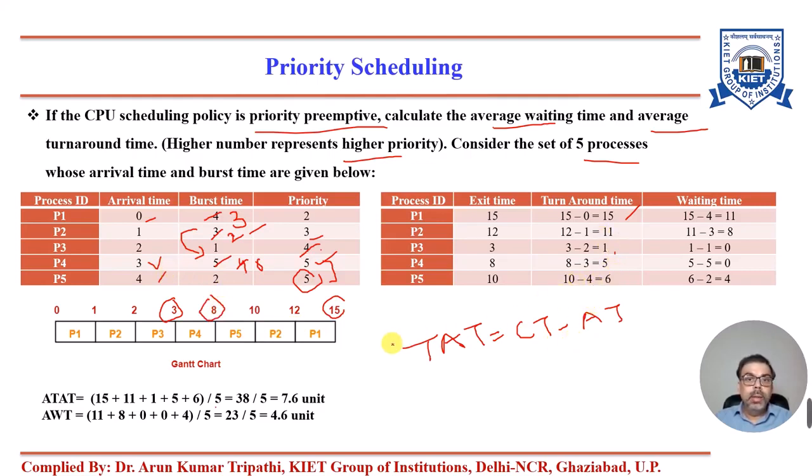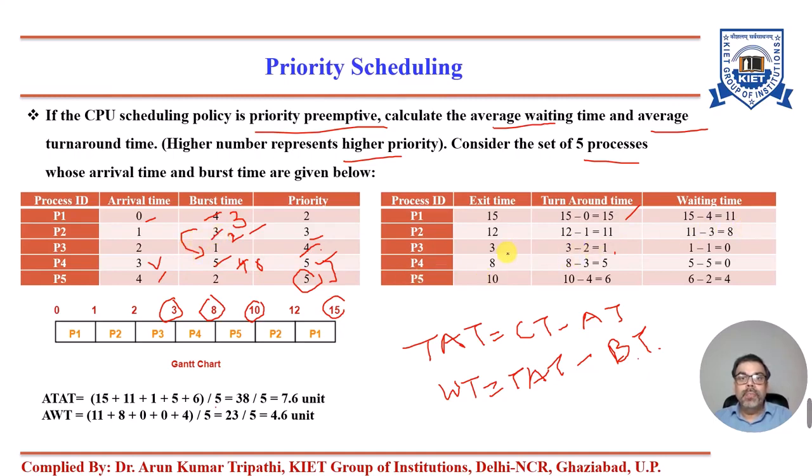And the last one is P5. P5 has the completion time 10 and its arrival time is 4, so 10 minus 4 is equal to 6. Now, waiting time can be calculated as turnaround time minus burst time. We have already calculated the turnaround time for every process. So P1: 15 minus burst time 4, that means 11. For process P2, 11 minus burst time 3, so 8.